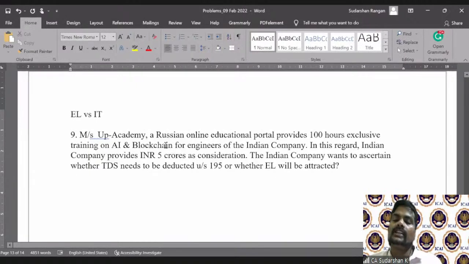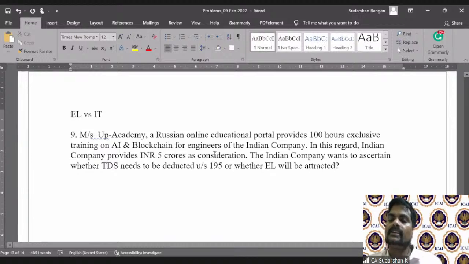Why equalization levy? Because there is a non-resident who has an online educational portal. So he becomes an e-commerce operator. Is he providing e-commerce supply of services? Yes, he is providing online provision of services, that is, training on AI and blockchain. To whom does he provide? He provides to a resident Indian. Therefore, equalization levy will be attracted at 2%.